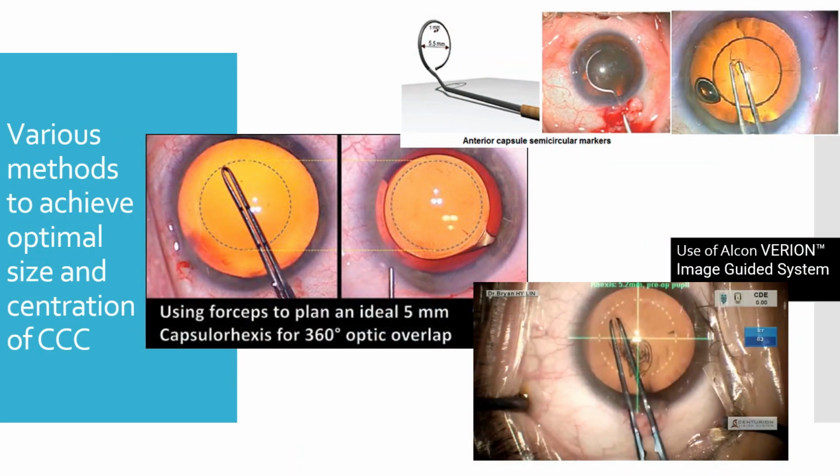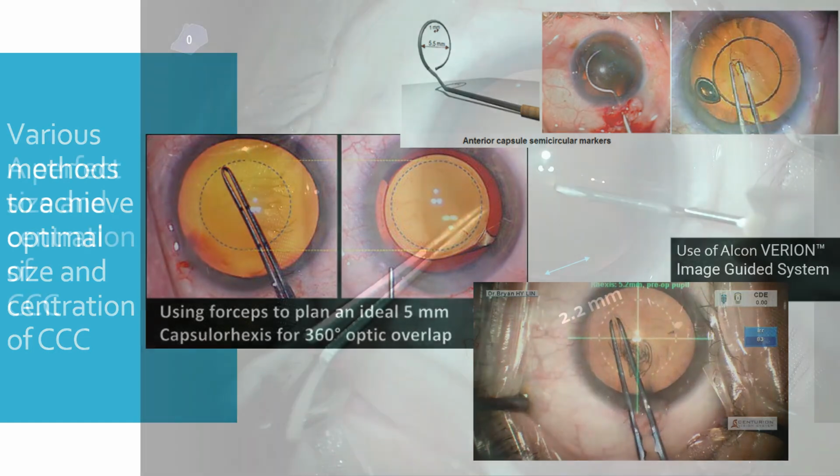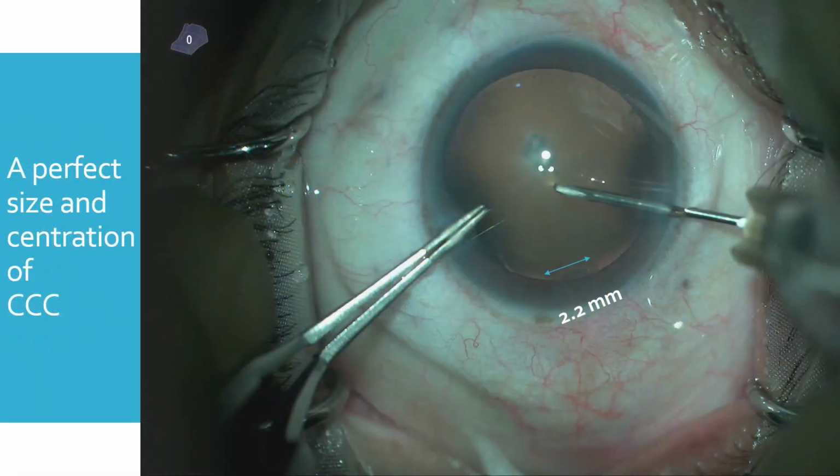One of the important aspects is to get the right size of CCC as well as centration. There are various methods available like an anterior capsular marker or marked forceps, or if you have the liberty to use Alcon's Verion image guided system, it's good. But if you don't have anything, don't worry, you can use your mental marker. Remember one thing, at any given point of time or any magnification, your main port entry will be the same size, like 2.2 mm.